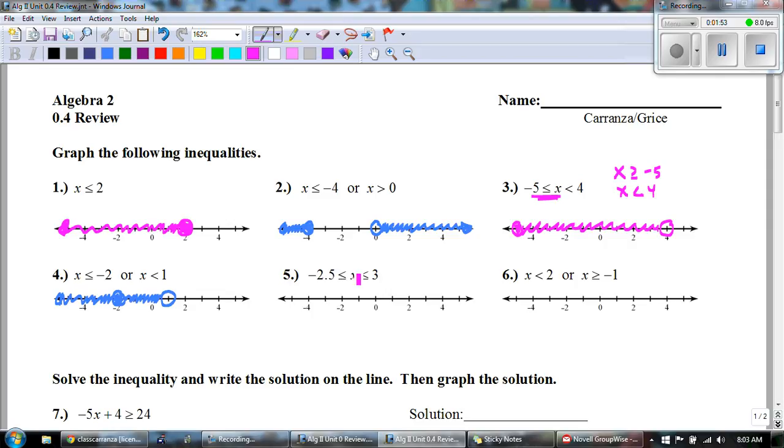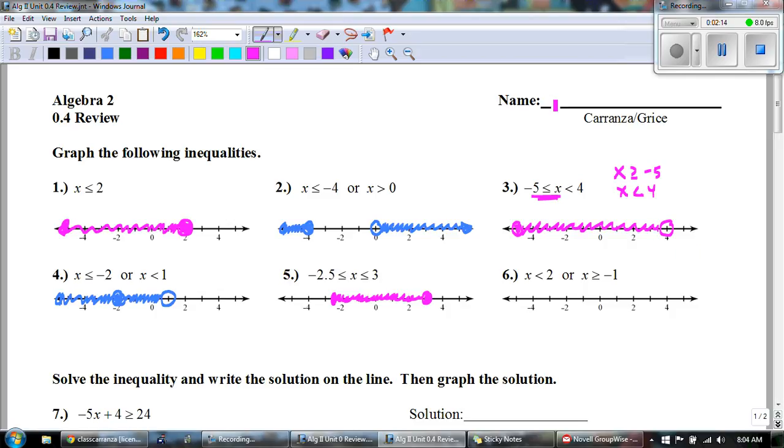Number 5, we have x is greater than or equal to -2.5. So at -2.5, we need to have a closed circle. And then at +3, we need to have a closed circle. And once again, it's everything in the middle.